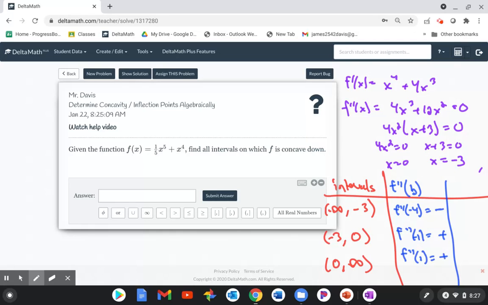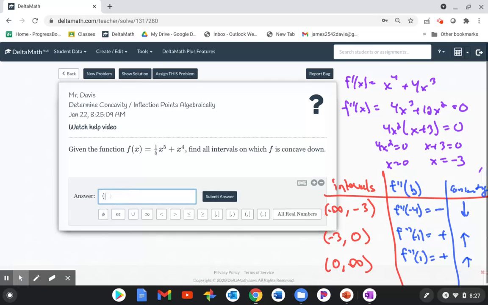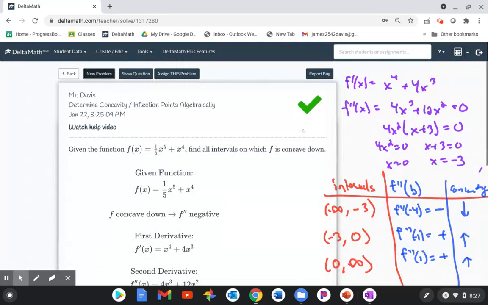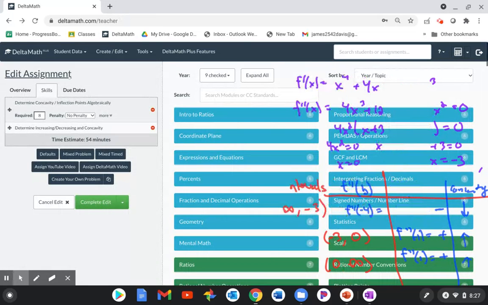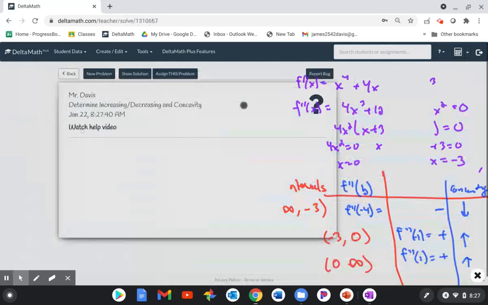And we're asked to figure out where it's concave down. So we'd have concavity down, up, up. So the only interval there would be -infinity to -3. All right, so that's that. Let's go ahead and look at the next section.